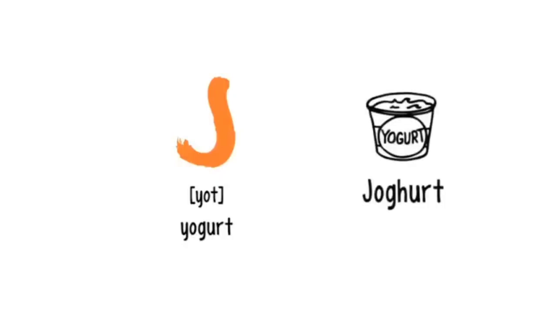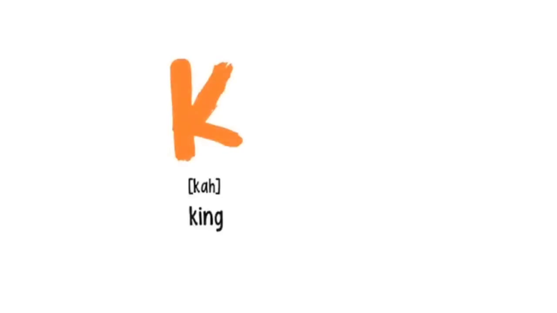J. The letter J is pronounced like the Y in the word yogurt. The German translation for yogurt is Joghurt. K is pronounced like the K in the word king. The German word is Kino, which means cinema.